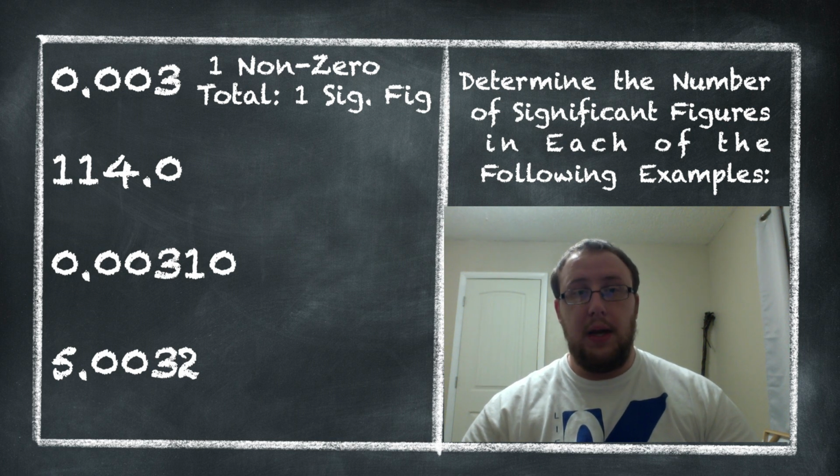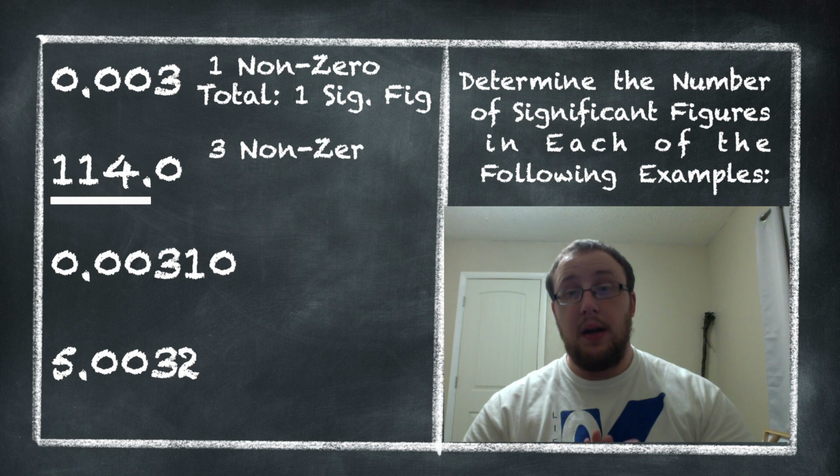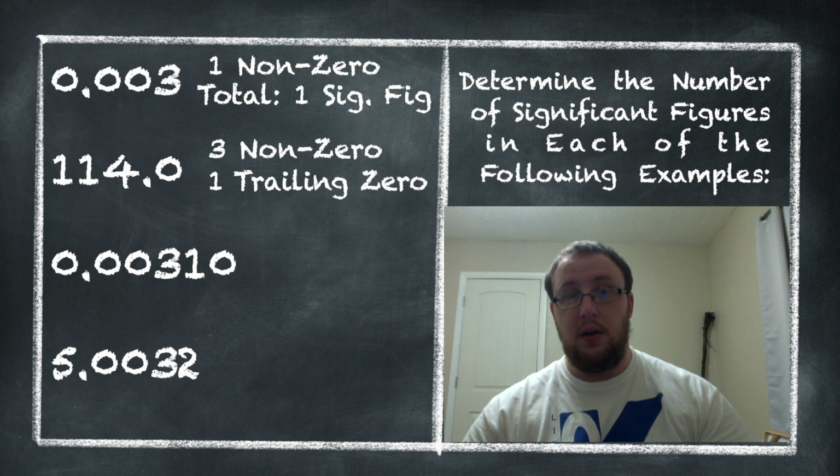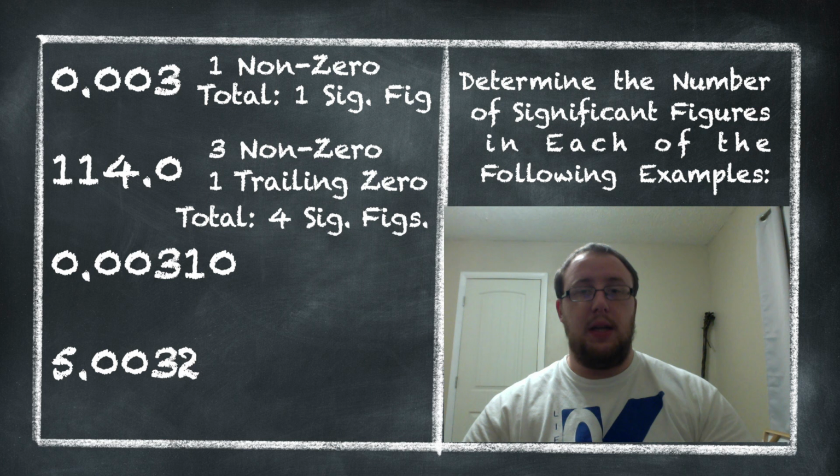Next one, 114.0. Okay, we see that we have 3 non-zero numbers, the 2 1s at the beginning and the 4. This gives us a total of 3 non-zero numbers. Now, we do not see any sandwich zeros, so we do not have to count them. Finally, we do see a decimal place and 1 0 after the last non-zero digit, so we can count that as 1 significant figure. All we have to do is add all of our significant figures up, so our 3 non-zeros and our 1 trailing 0, and we get 4 significant figures in this number.